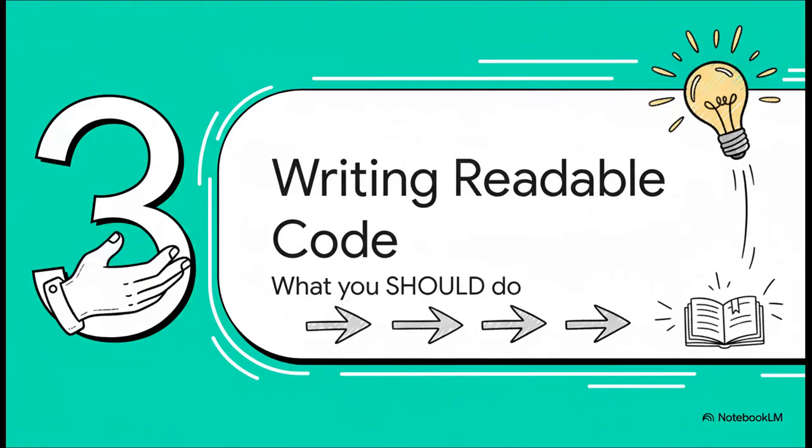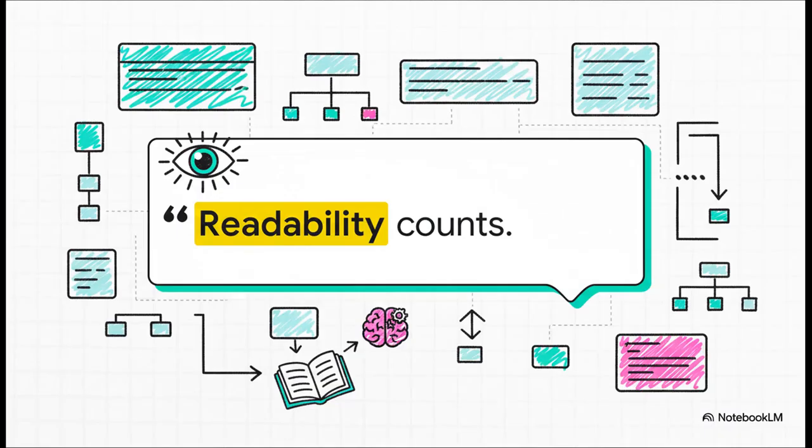Okay, so we've covered the rules, the stuff the computer forces you to do. But now let's talk about something just as important, the conventions. This is all about what you should do to help other people understand your code. This quote right here from PEP8, that's Python's official style guide, it says it all. Readability counts.